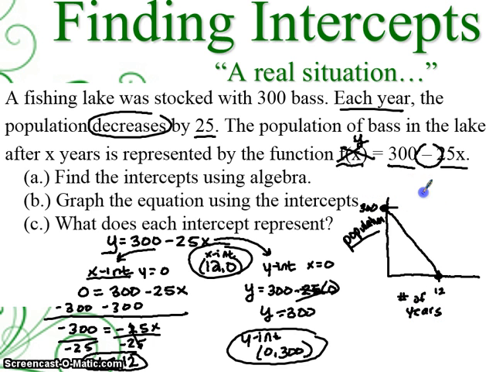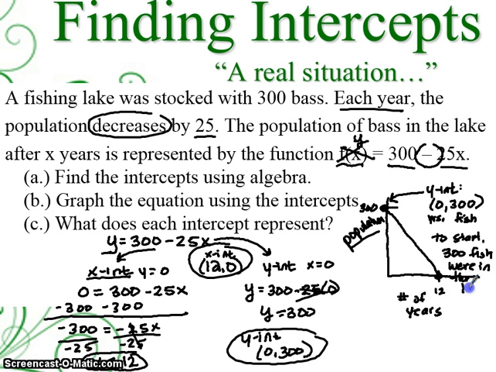So I want you to write a statement while I say it about the y-intercept and the x-intercept. The y-intercept is the point 0, 300. That means after 0 years, there were 300 fish. In other words, to start, 300 fish were in the lake.